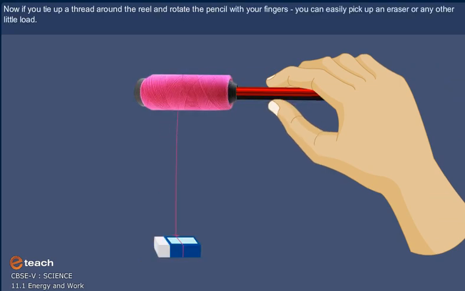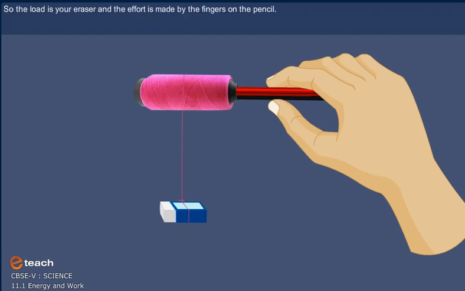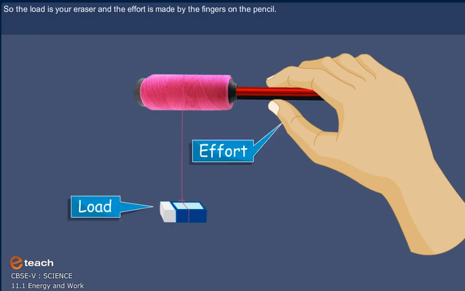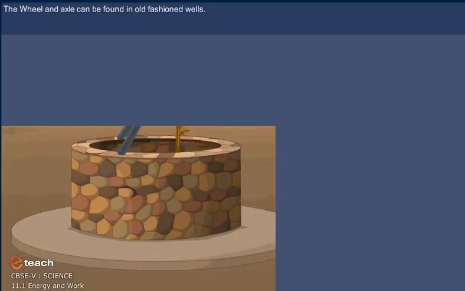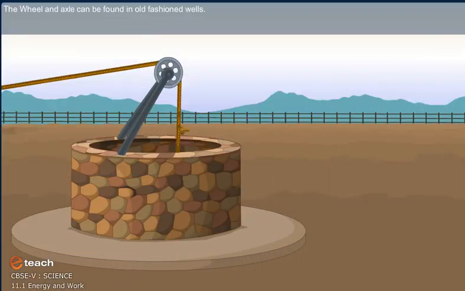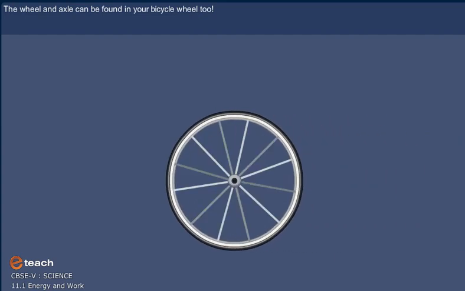Now, if you tie up a thread around the reel and rotate the pencil with your fingers, you can easily pick up an eraser or any other little load. So, the load is your eraser and the effort is made by the fingers on the pencil. The wheel and axle can be found in old-fashioned wells. The wheel and axle can be found in your bicycle wheel too.